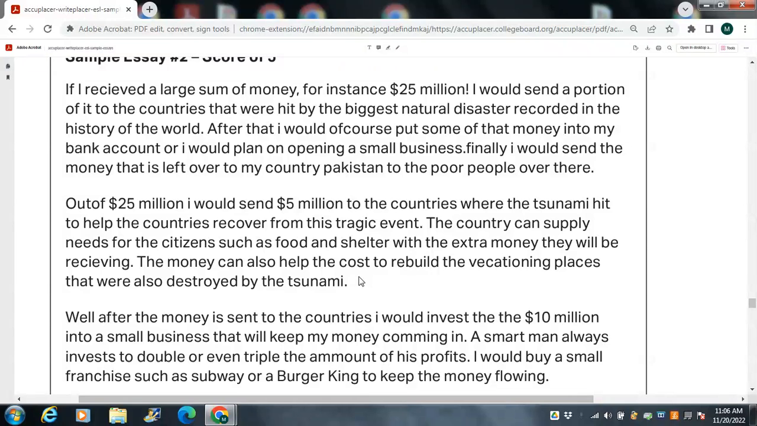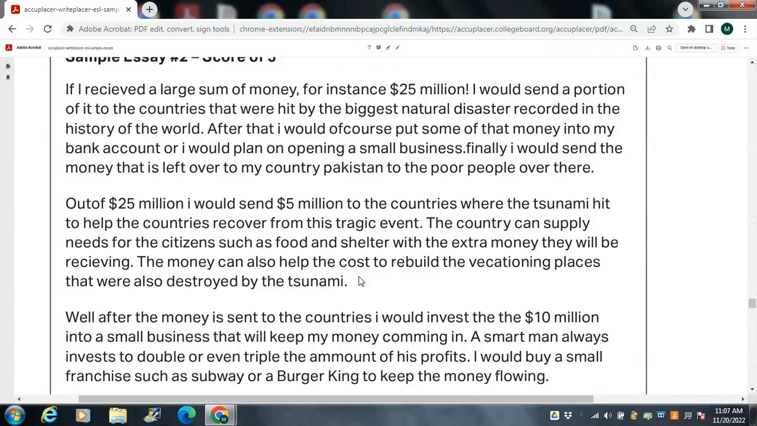Okay, so now they've referenced the natural disaster that they were referring to, and they were very specific in the amount of money that they would give to countries hit by the tsunami. So this is helping their cause as far as creating that organization and development that they need in this paragraph. Not only that, but they're very specific. So out of the 25 million, they specify how much. "Out of $25 million," comma, they should have had, "I would send 5 million to the countries where the tsunami hit to help the countries recover from this tragic event."